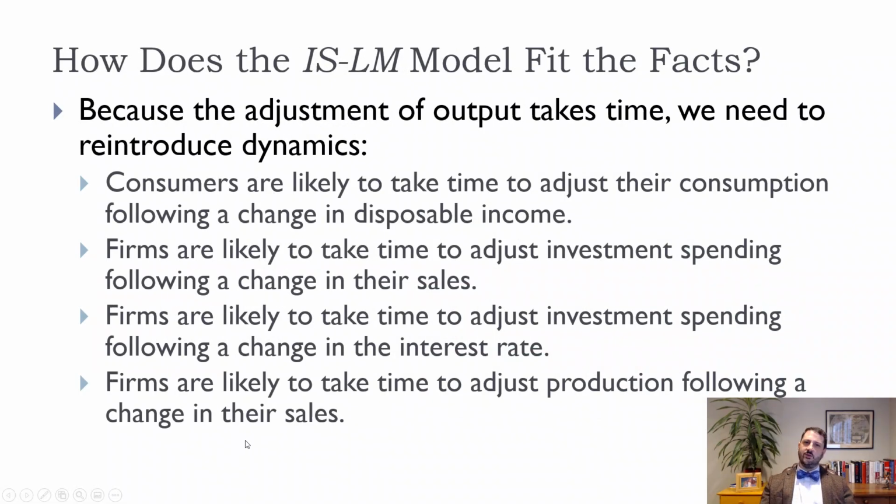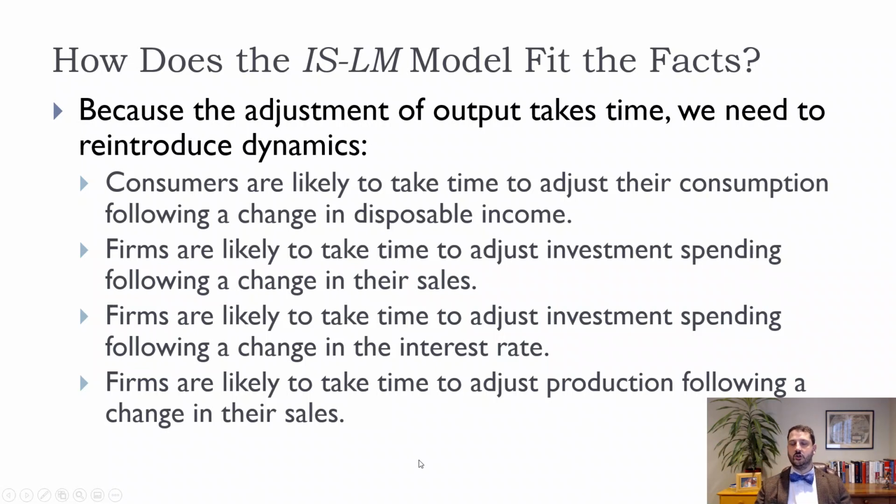All right, so now let's look at a little bit of the data. One of the things that we need to think about is how long these things take to happen, right? How long do consumers take to adjust their consumer spending following a change in their disposable income? How long do firms take to adjust their investment spending if sales change or if the interest rate changes? And so all of these things are going to take 1, 2, 3 quarters.